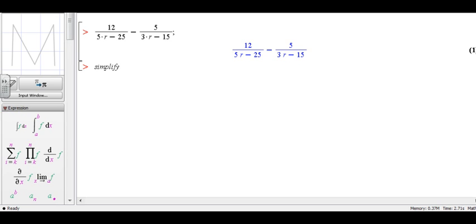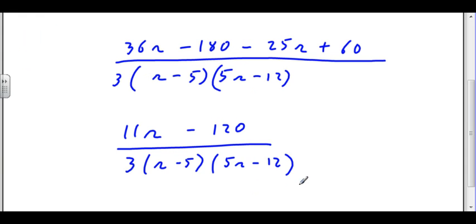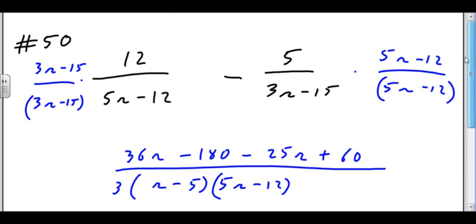Simplify. The guy above me. There we go. 11 divided by 15 times r minus 5. That's not what I got. You do notice that that's not what I got, right? All right, so I didn't get that. But we also notice that I'm not working the right problem.